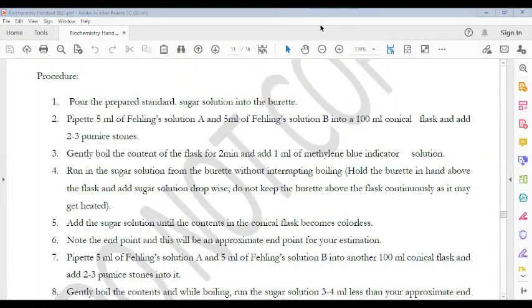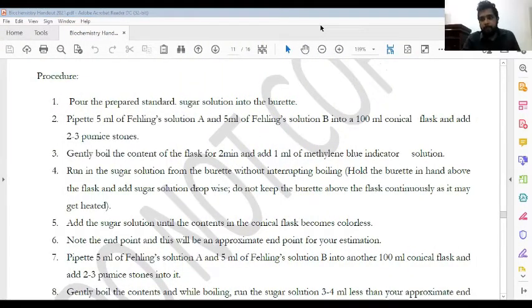Okay, can you guess what is happening here? What is the redox reaction, the main redox reaction happening here?